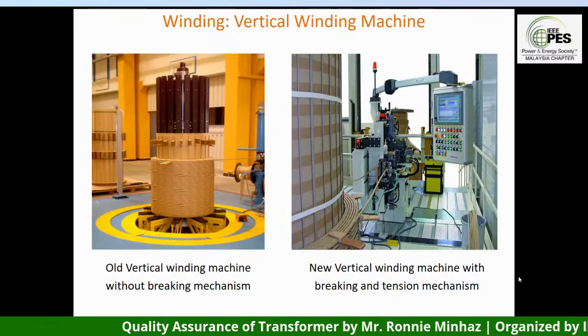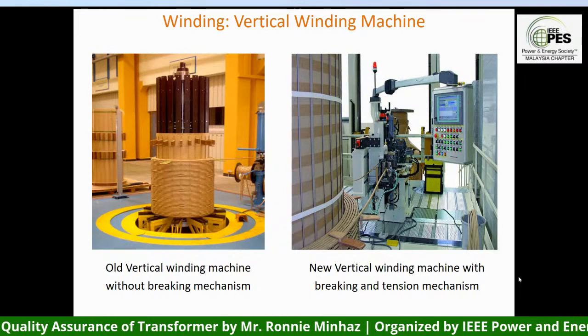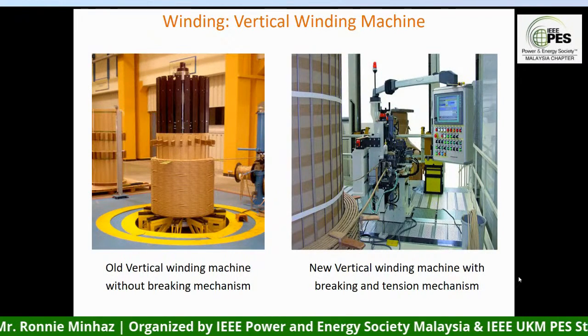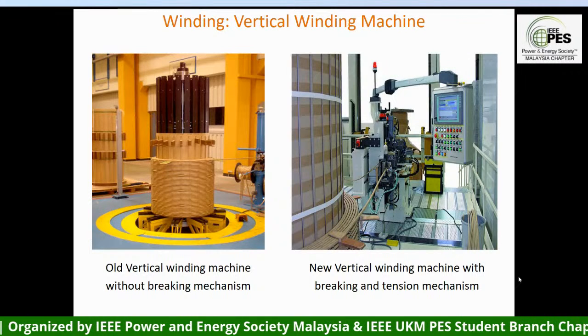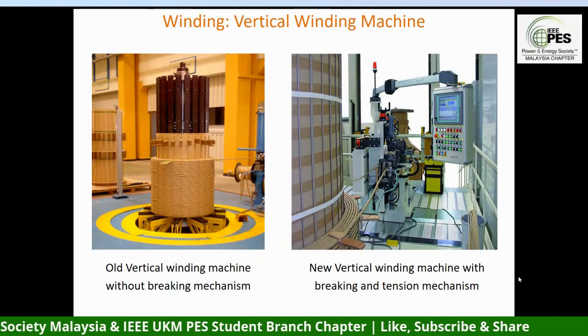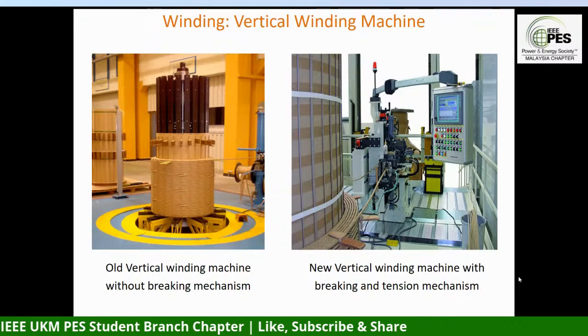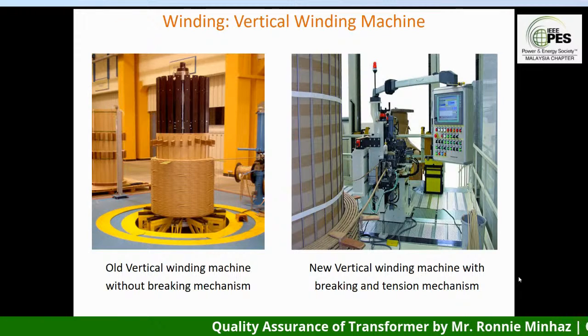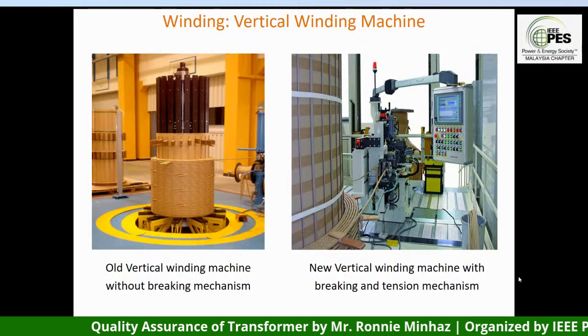Here is an example of a vertical winding machine. On the left, you see the vertical winding machine without any braking mechanism, without any tensioner. Whereas in the right-hand side picture, you see the vertical winding machine with the braking mechanism and a tensioner. So if your winding is being wound using this vertical winding machine with the braking mechanism and tensioner, of course, it will increase the reliability of your transformer.